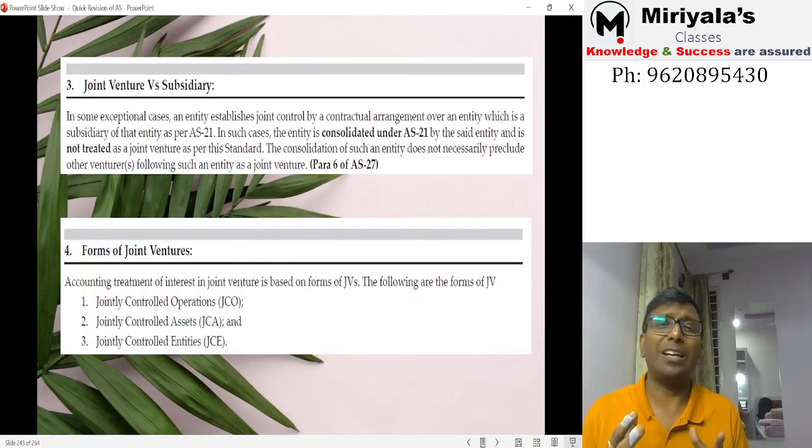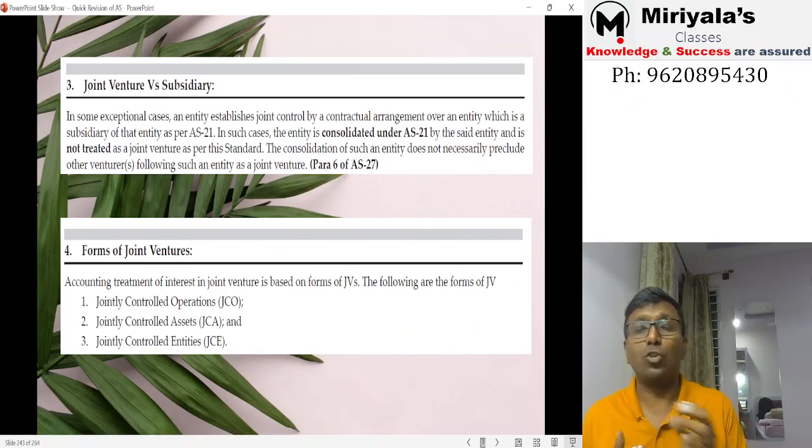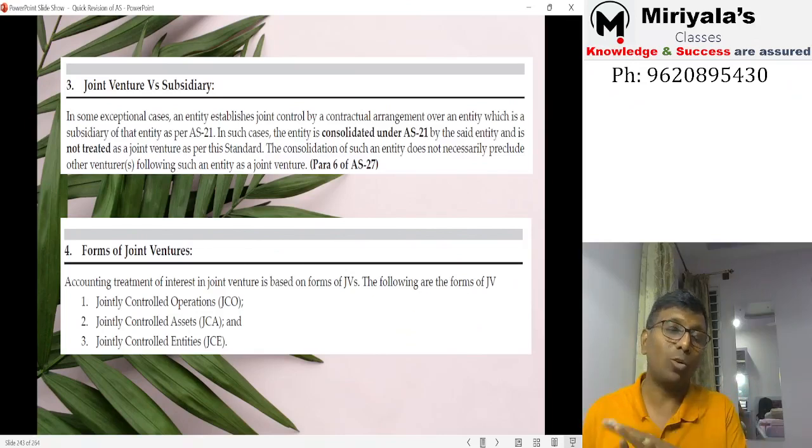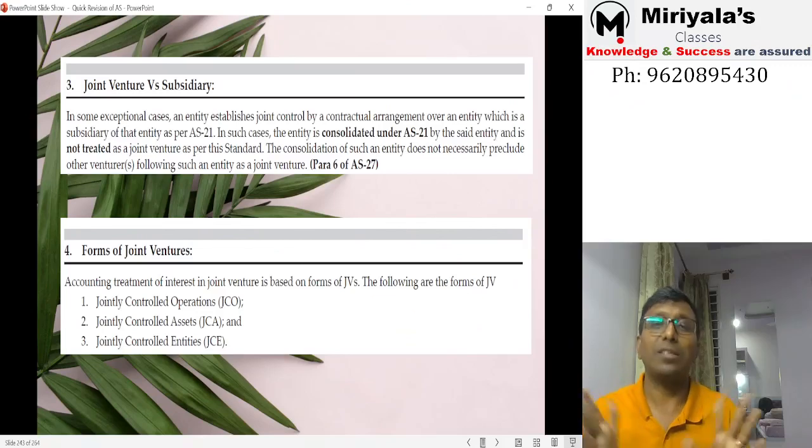Okay, next, I told you joint ventures are of economic activity. The form of these joint ventures can be three. What is that? One is JCO, jointly controlled operation, jointly controlled asset, or jointly controlled entity. So consolidation comes into the picture under the third circumstance. In the first two circumstances, no consolidation, only standalone books of accounts would be more than sufficient.